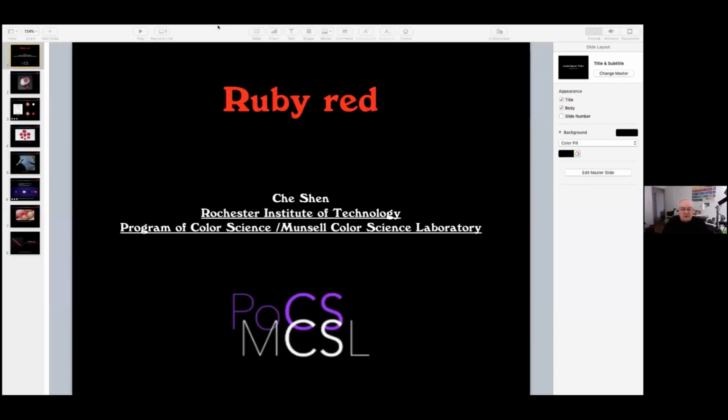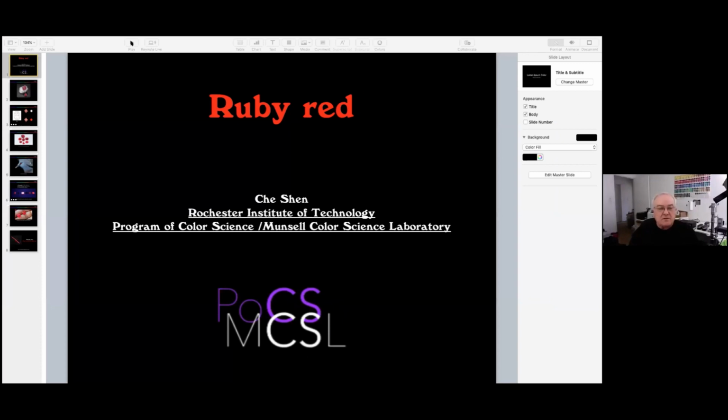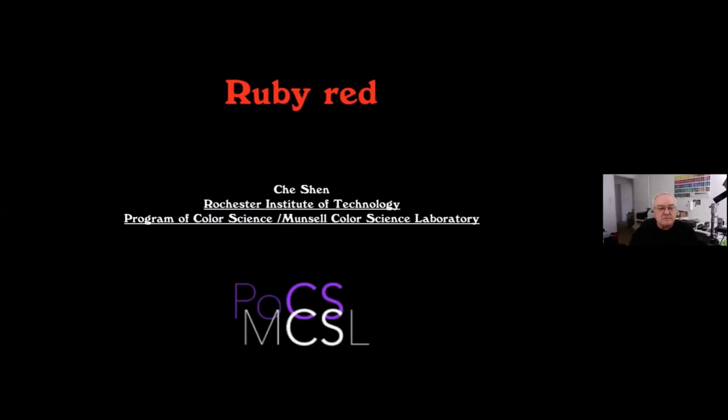Shen received his bachelor's degree in science in gem and material engineering from Hebei GEO University and he achieved his master's in gemology from China University of Geosciences. He's currently working on his PhD in the Munsell Color Science Lab at Rochester Institute of Technology, and he's majoring in color science. Take it away.